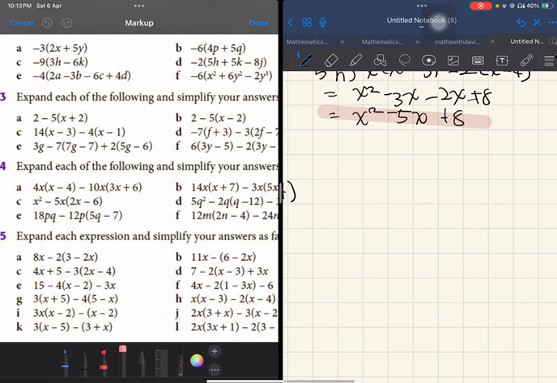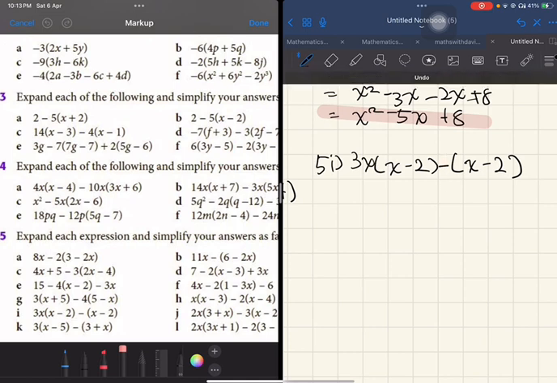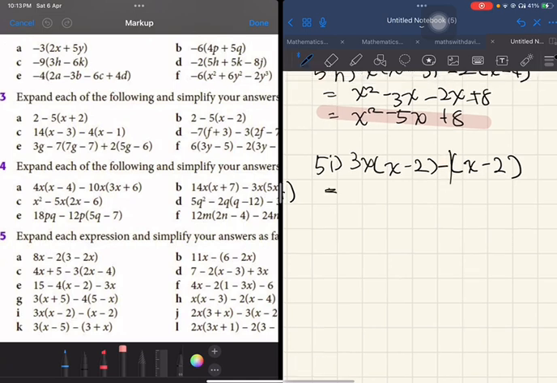For question 5I, 3x squared with the bracket x minus 2 subtracted. Here there's basically 1 in front of the bracket. So we're going to get the answer: 3x squared minus 6x plus 2. We have 3x squared minus 7x plus 2.